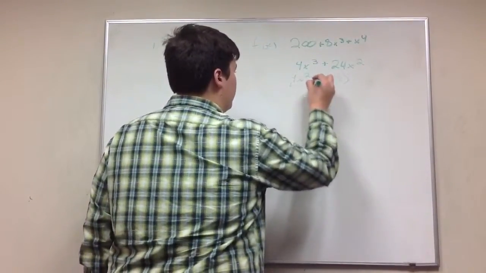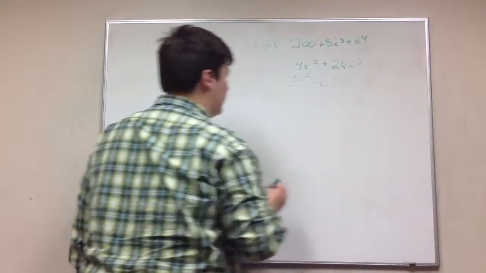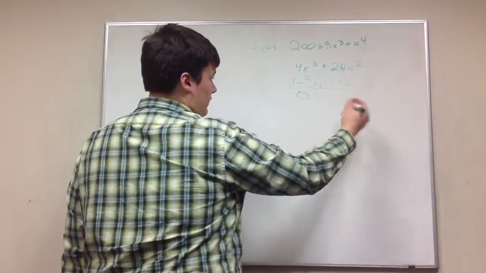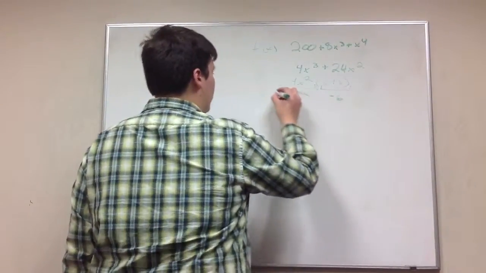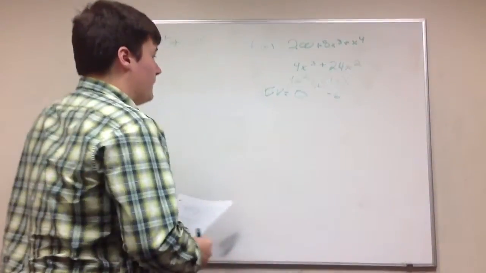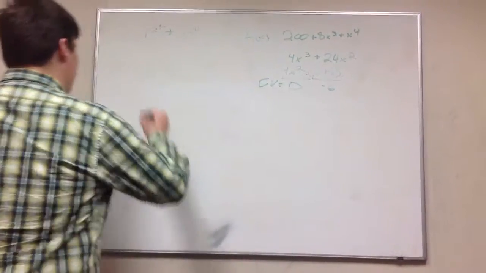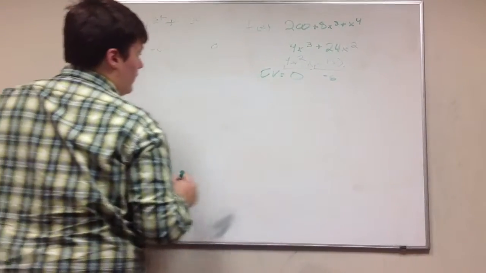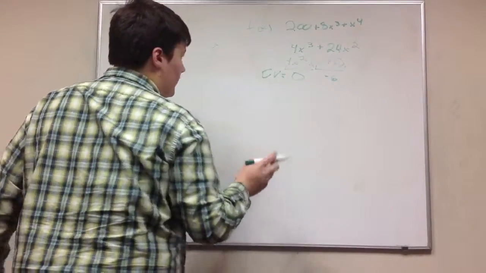And we have to find the critical values for this function. Well, for this to be 0, we know 4x squared is 0, and 6 plus what gives you 0? Negative 6. So we know that these are the critical values for this function. Alright, 0, negative 6. So we're going to write them over here. Negative 6, 0.